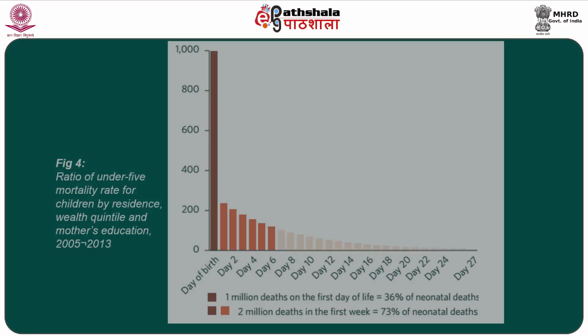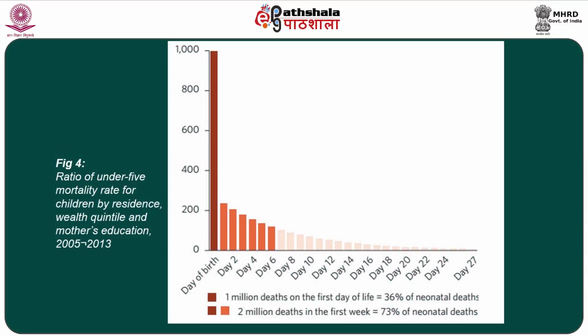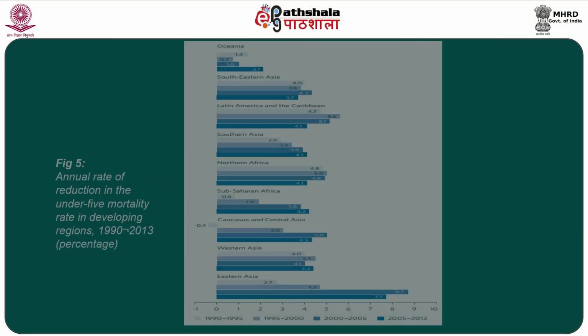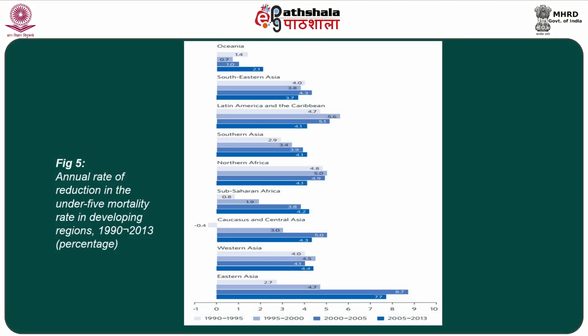Let us look at figure 4 that gives the ratio of under 5 mortality rate for children by residence, wealth quintile and mother's education. Then let us move to figure 5. It gives the annual rate of reduction in the under 5 mortality rate in developing regions in terms of percentages between 1990 and 2013.